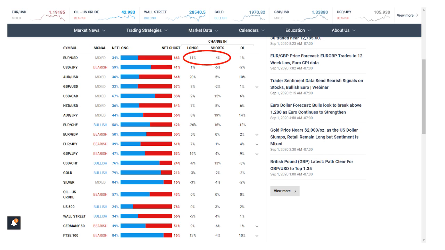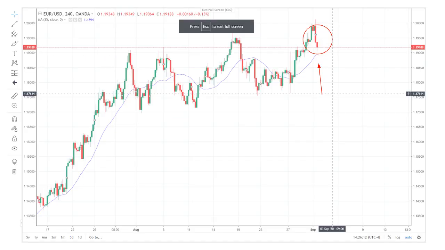So for example, if 4% of retail traders closed their short positions and 11% of retail traders went long, then price will move down that day, regardless that the overall sentiment is 64% short and 36% long.